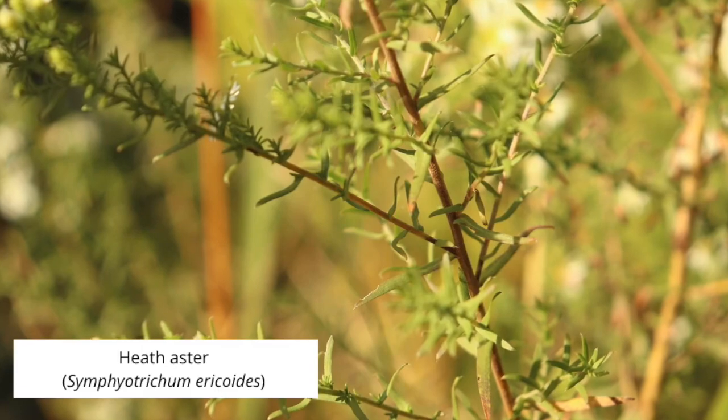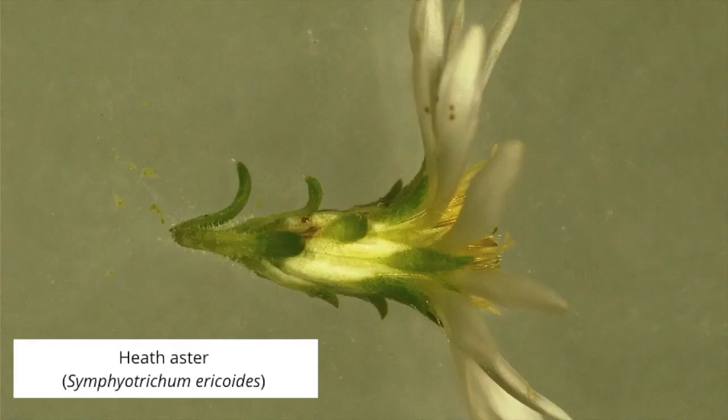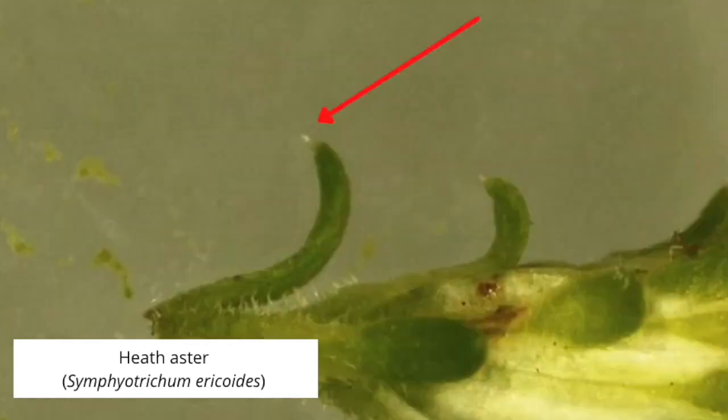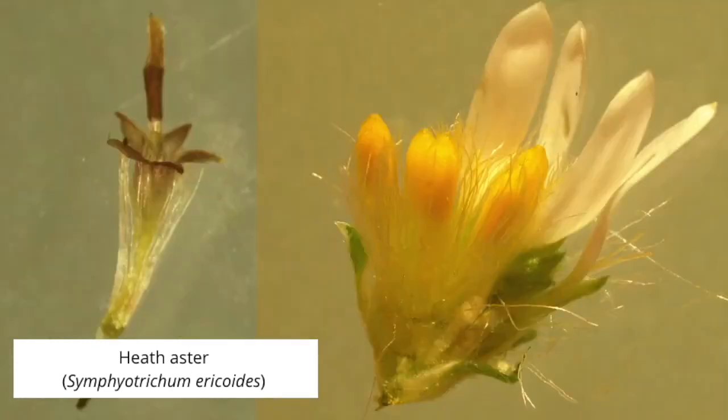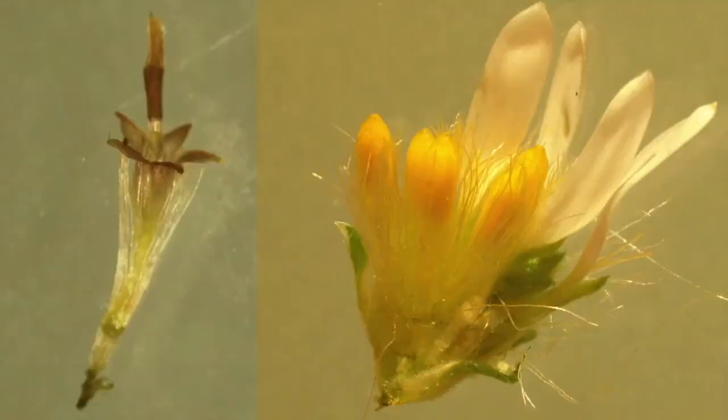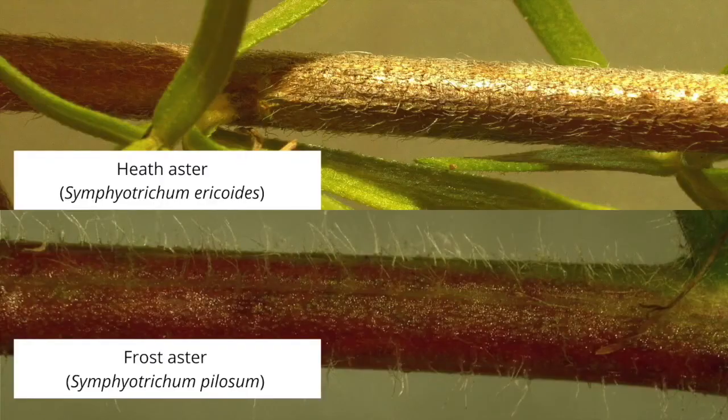Taking a look at the underside of the heath aster, you will notice the phyllaries have a dark diamond-shaped chlorophyllous zone and a white spine tip. Here is another overview of the ray and disc florets. The stem has fine hairs, but you will notice they are appressed up against the stem, reflexing back to the stem, so they do not stick straight out like the hairs of the frost aster.